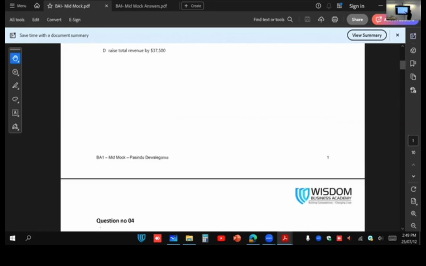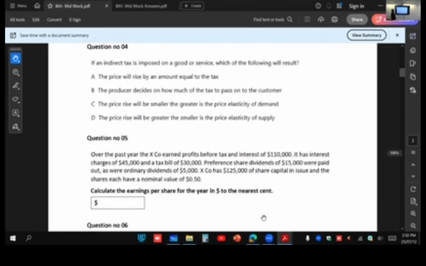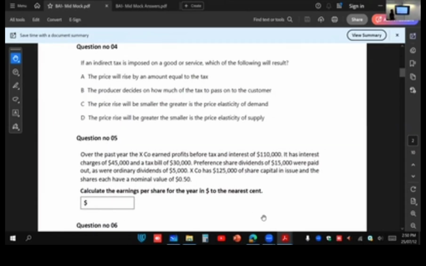Question number 4. If an indirect tax is imposed on a good or service, which of the following will result? Which one? Now also read and tell. So apparently you are doing it twice. Indirect tax is imposed on a good or service. Remember what indirect tax was? Just like VAT, sales tax. Right. On a good or service, which of the following?